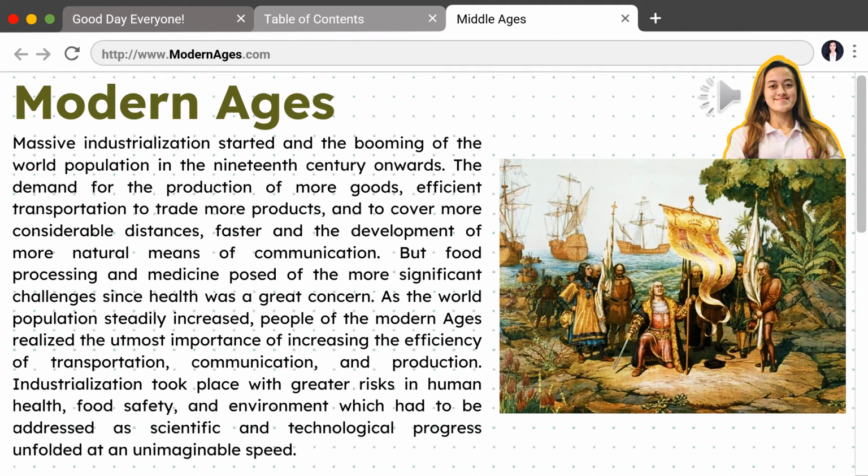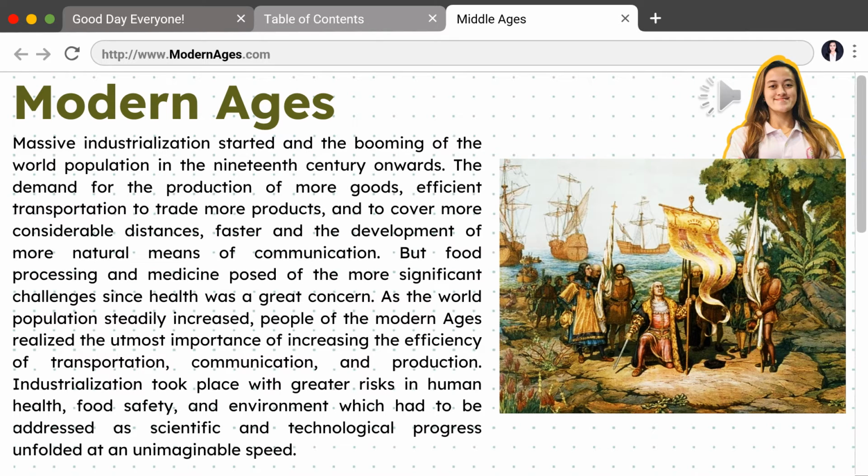So for the next period, which is the modern ages, massive industrialization started and the booming of the world population in the 19th century onwards. The demand for the production of more goods, efficient transportation to trade more products and to cover more considerable distances faster, and the development of more natural means of communication. But food processing and medicine posed some of the more significant challenges since health was a great concern.